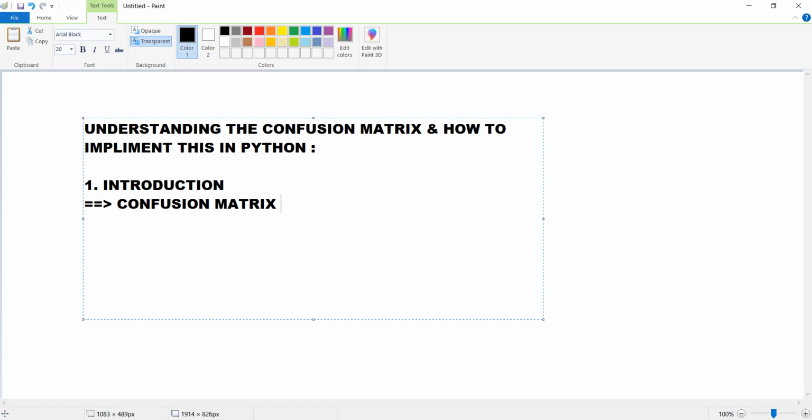But what actually is a confusion matrix? This is also known as an error matrix, which is a summarized table used to assess the performance of a classification model. The number of correct and incorrect predictions are summarized with count values and broken down by each class. So these are divided into a 2x2 confusion matrix.